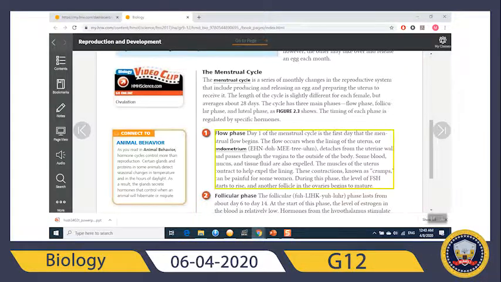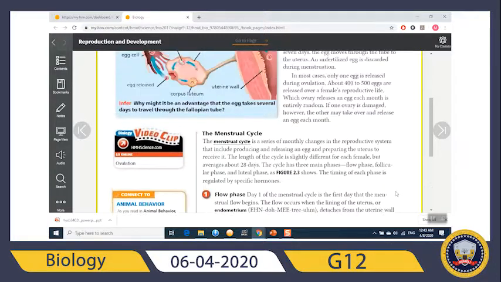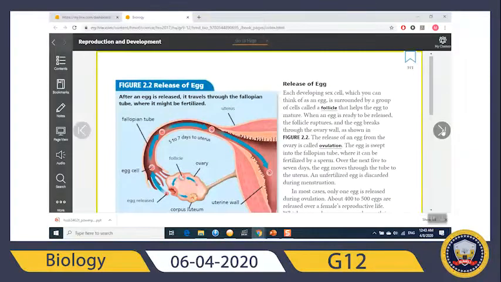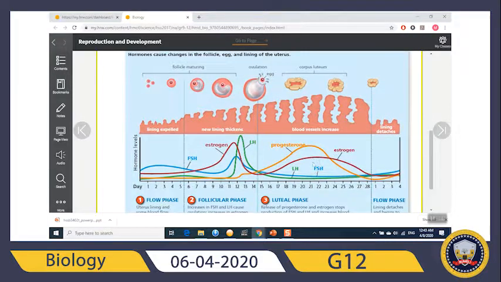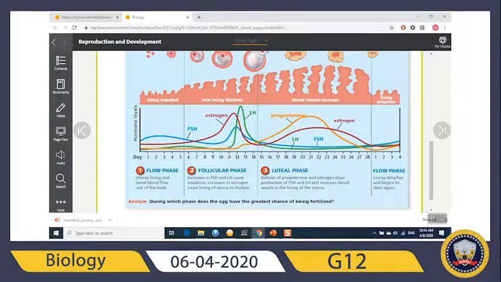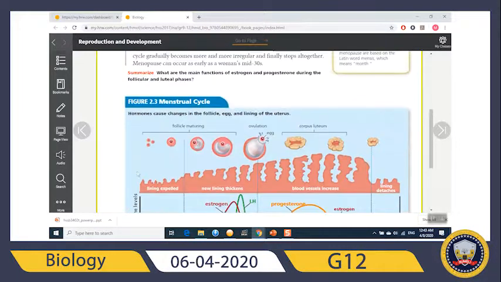Now, during the flow phase, the level of FSH starts to rise. Another follicle in the ovaries begins to mature during the flow phase. So, during the flow phase, I want to show you the figure. The uterus lining and some blood flow out of the body. Good.